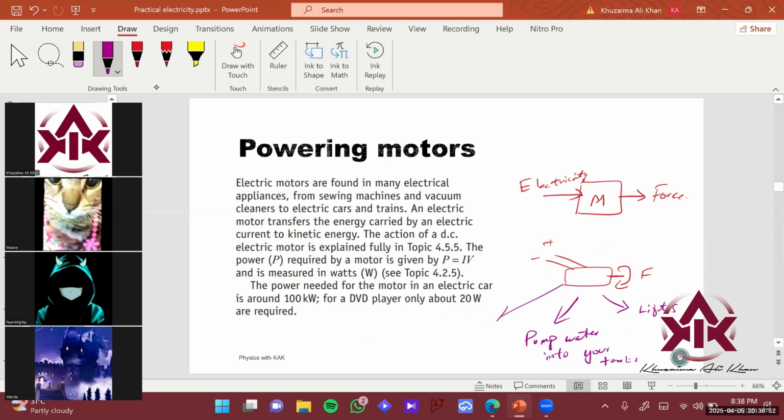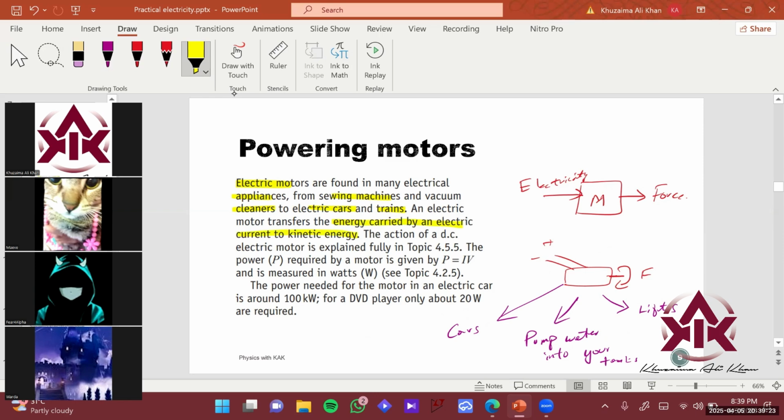You also find motors in cars, which move the tires of the vehicles, and so on and so forth. You have multiple examples of where you see motors. Again, they are an application of electricity, and you find them in practical life, right? Electric motors are found in many electrical appliances, from sewing machines and vacuum cleaners to electric cars and trains. A motor transfers energy from electric current to kinetic energy, right?